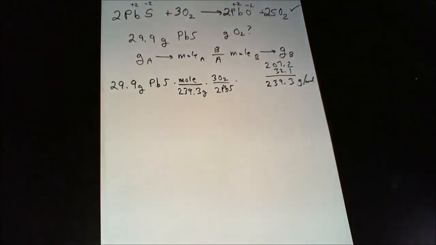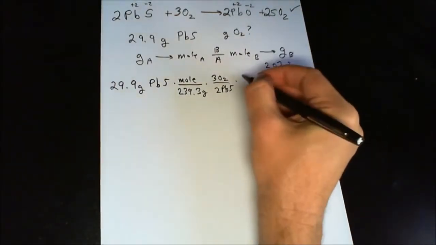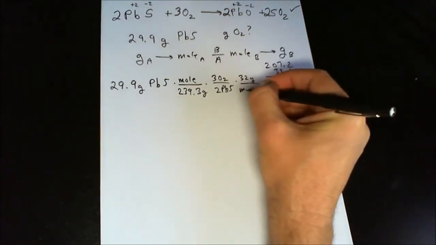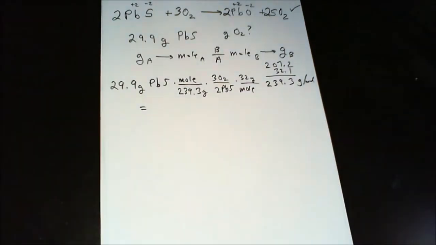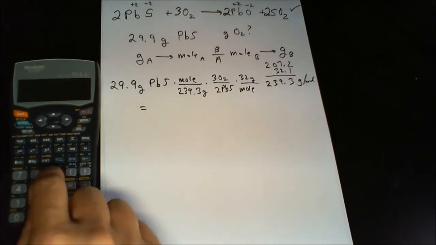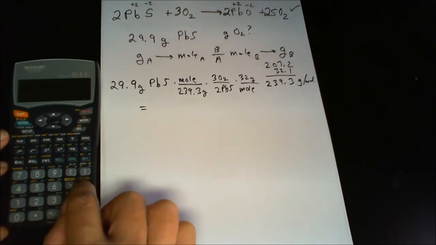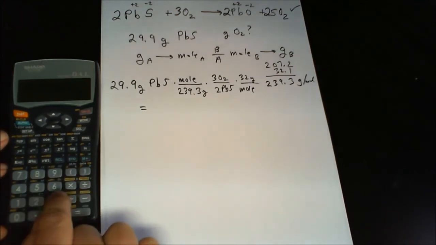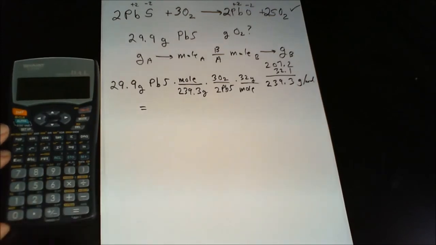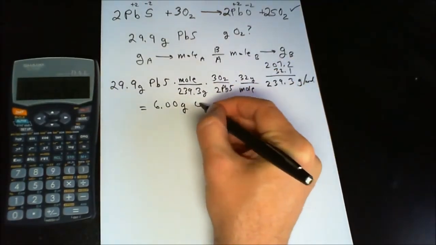And then finally we need to multiply out by the molecular weight of oxygen. Remember, those are 2 oxygens, so that makes 32, not 16. So that's 32 grams per mole oxygen. And we're done with that part. All we have to do is put it in our calculator, and we would have 29.9 times 3 times 32 divided by parentheses 239.3 times 2 close parentheses equals, and I get 5.997 or 6.00 grams of oxygen.